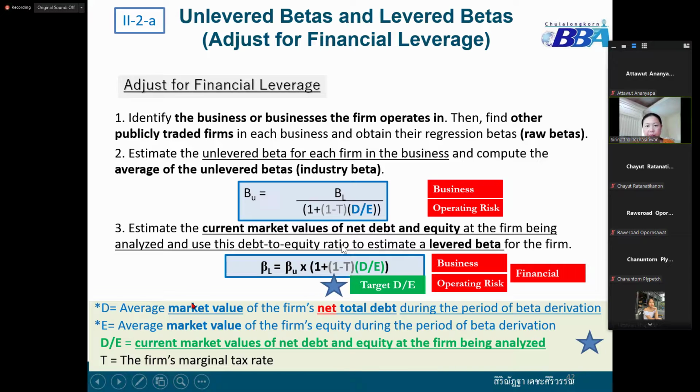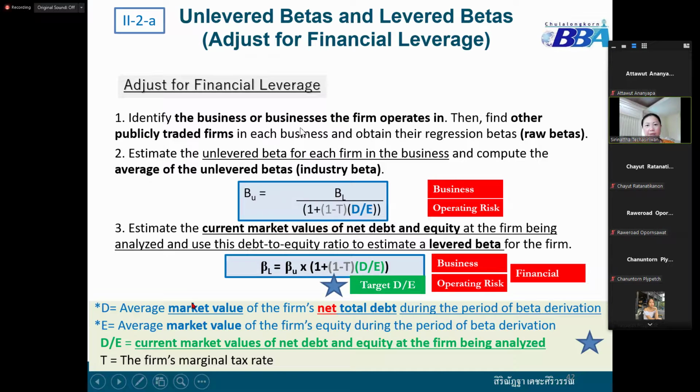Net debt to equity of the comparable firm using market value during the period of beta derivation. Why do we use market value? Because the market value represents the actual cost, right? Not the book cost, not the historical cost. We want to use the market value because it represents the current level of debt to equity during that time. Okay, so just to conclude this, right?